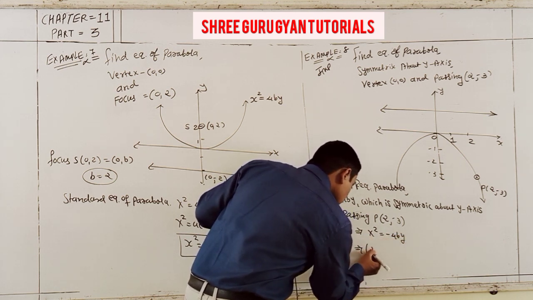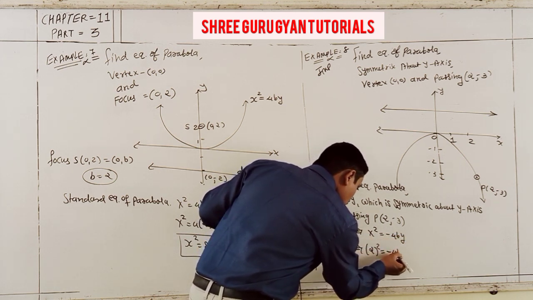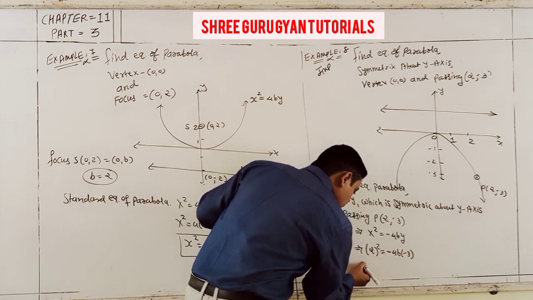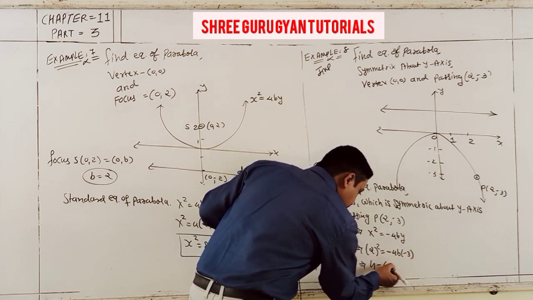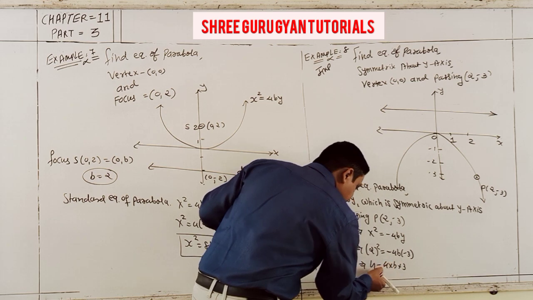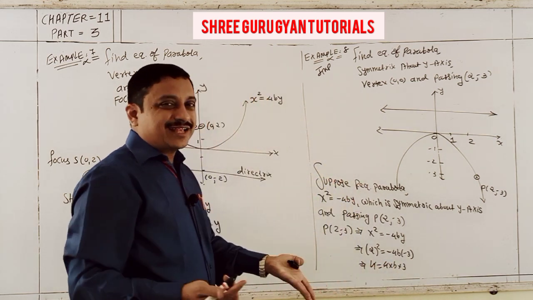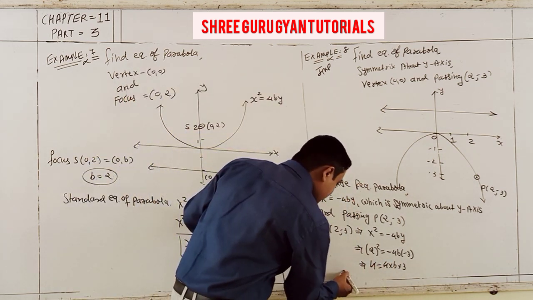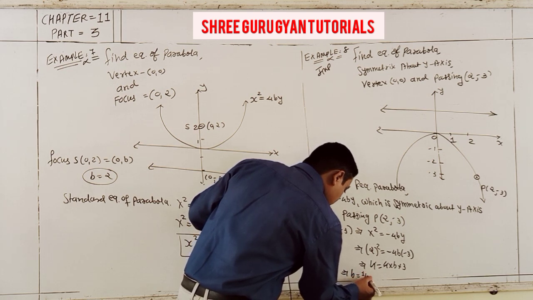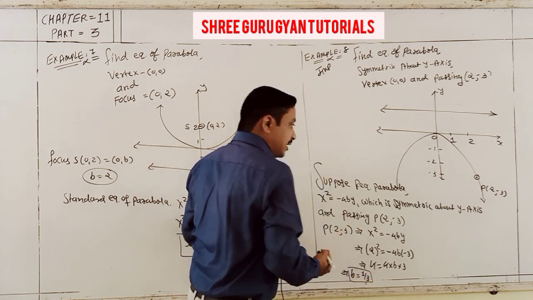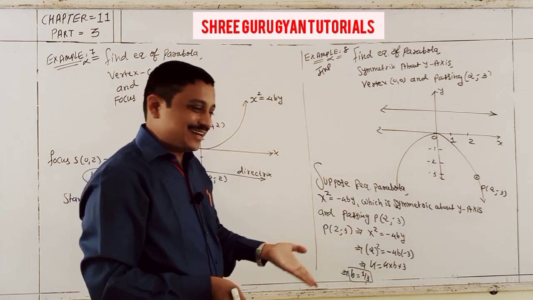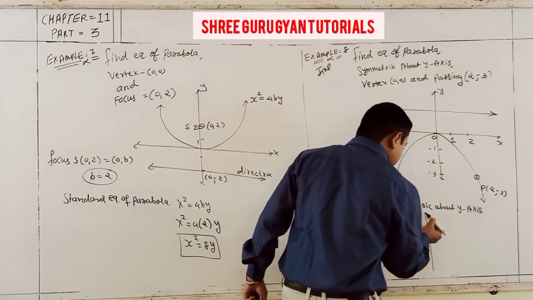I have x is 2, y is minus 3. So 4 is equal to 4 into b into 3. 4 and 4 cancel. b is equal to, students, exactly 1 by 3. And this 1 by 3 we put back. So here my final answer is done.